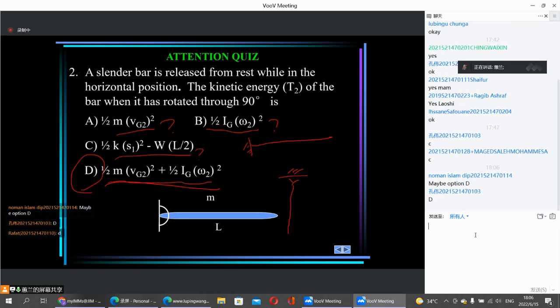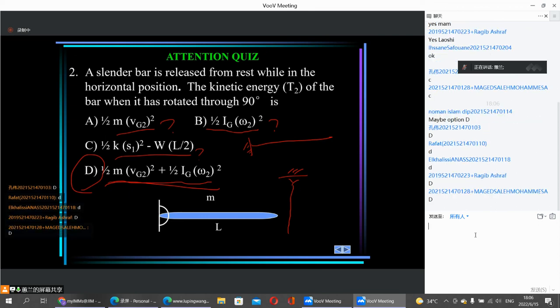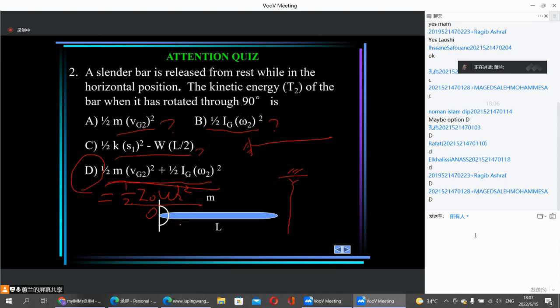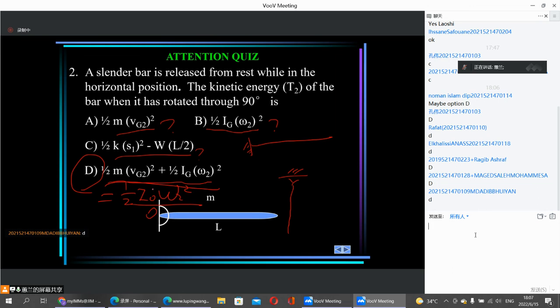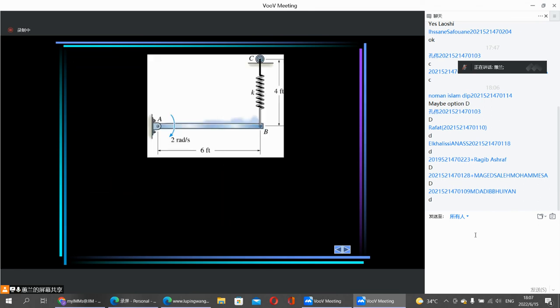When it's rotating, the kinetic energy still can be expressed in terms of the translation of the mass center plus rotation about the mass center. Definitely, you can just do it this way, okay? But here, IO is the mass moment of inertia about the rotation center, and you can express the kinetic energy using this, okay? Yeah, very good.